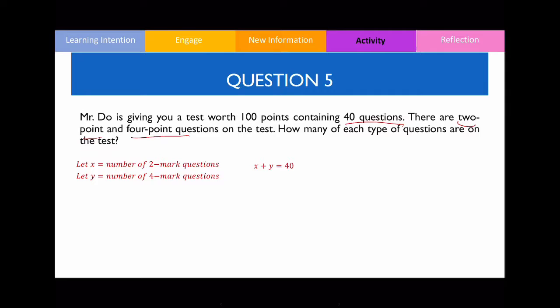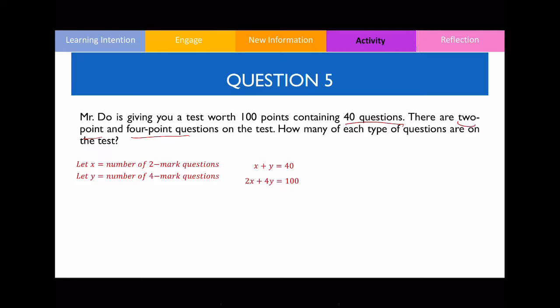The second equation that we can write up is going to be related to the number of points in total. We know that the test is going to have 100 points, so it's going to be something x plus something y is equal to 100. Because the question is worth 2 marks, it's going to be 2x plus 4y is equal to 100. And now, again, use the elimination method.